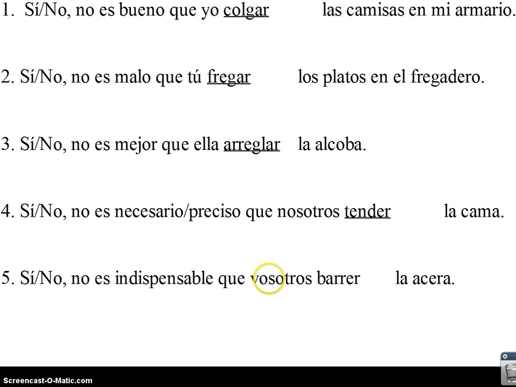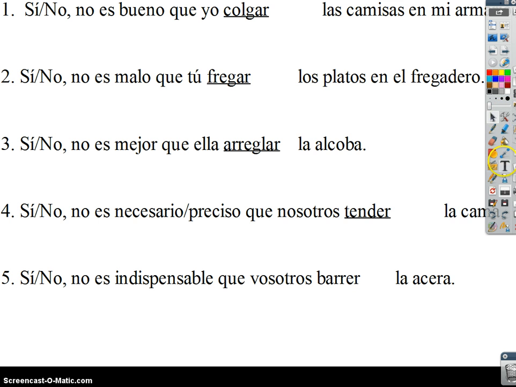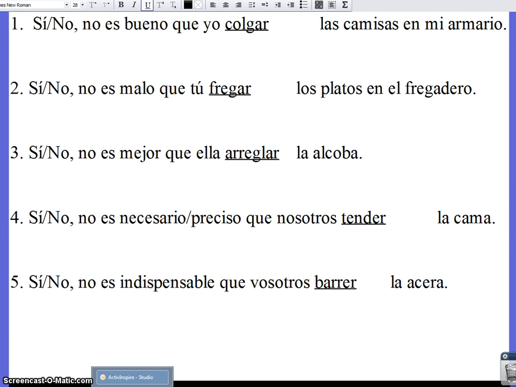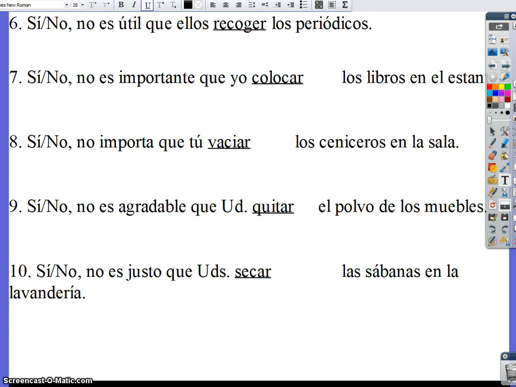Here are your sentences. Again, you must conjugate the infinitive into the subjunctive. Subject change, que, and a reason. Pause if that's not enough time. Look at it as long as you need. Let me get rid of this box real quick so you have a good look. And the next 5 sentences are here.